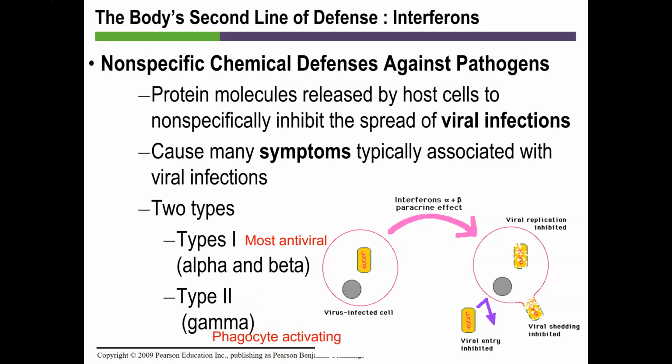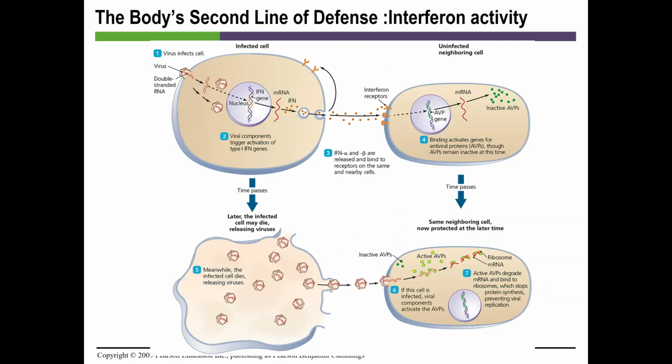Interferon type 1. Here's the process. What happens is that a cell might become infected with the virus, and the cell is going to send signals to neighboring cells to warn and alert them that the virus is around and to prepare themselves for possible viral infection. This figure from your book is explaining this process.